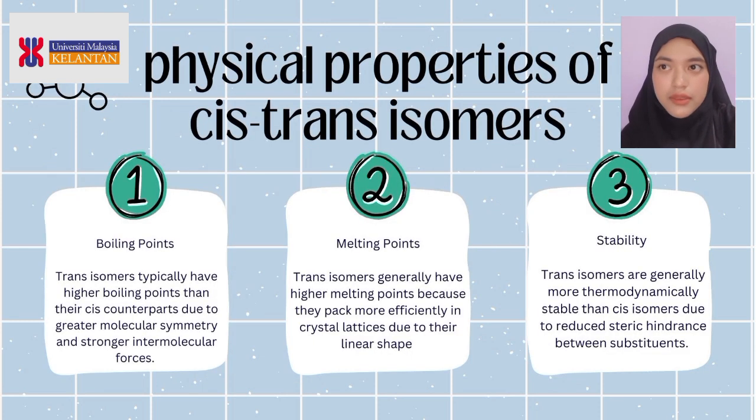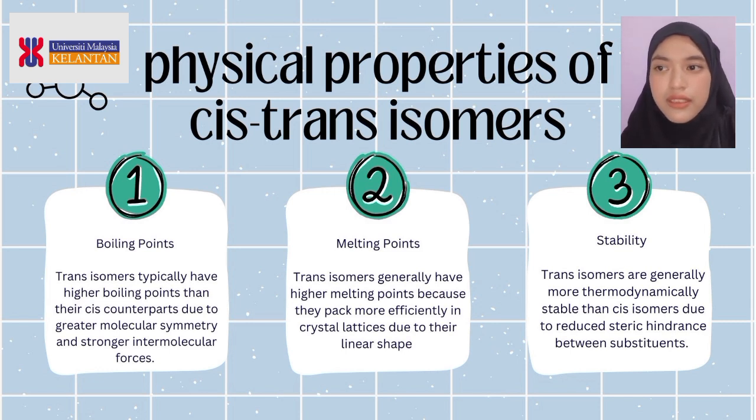There are three types of physical properties of cis-trans isomers, which are boiling point, melting point, and stability. In boiling point, trans isomers typically have higher boiling points than their cis counterparts due to greater molecular symmetry and stronger intermolecular forces.